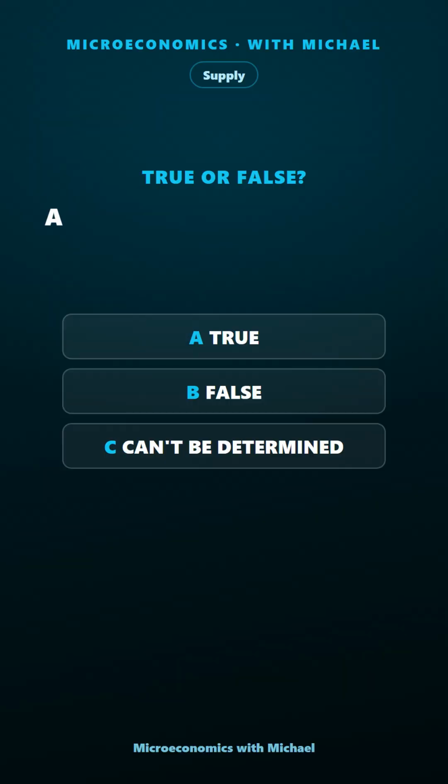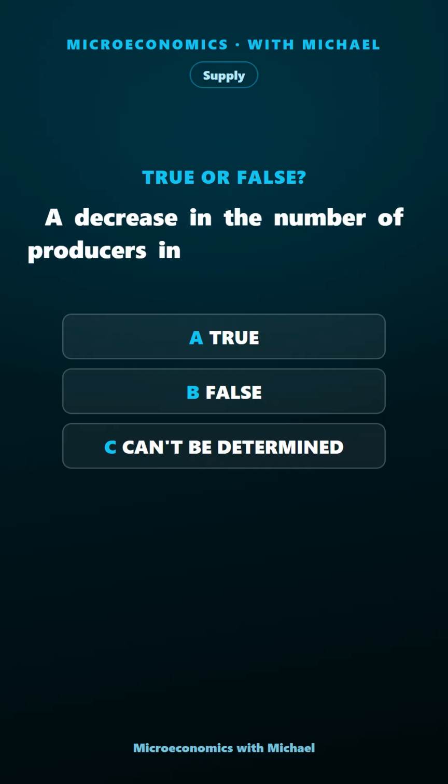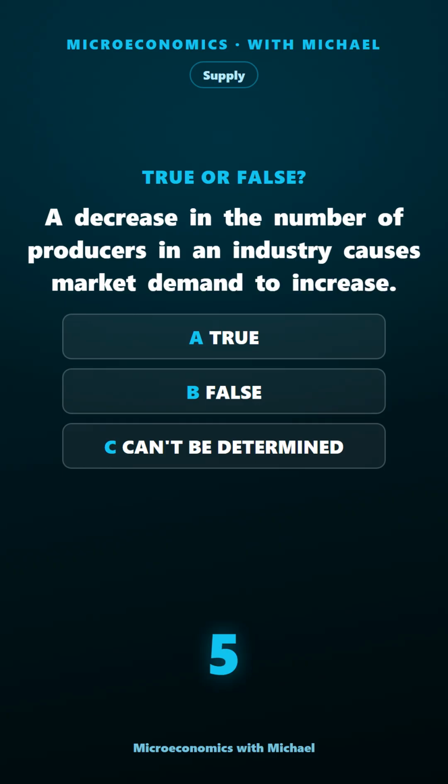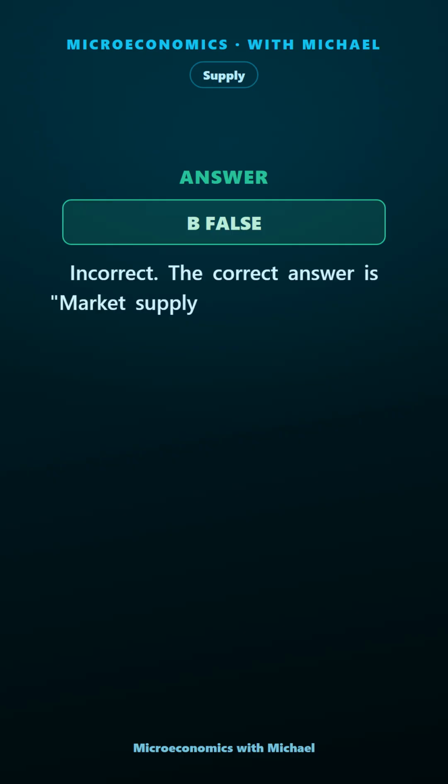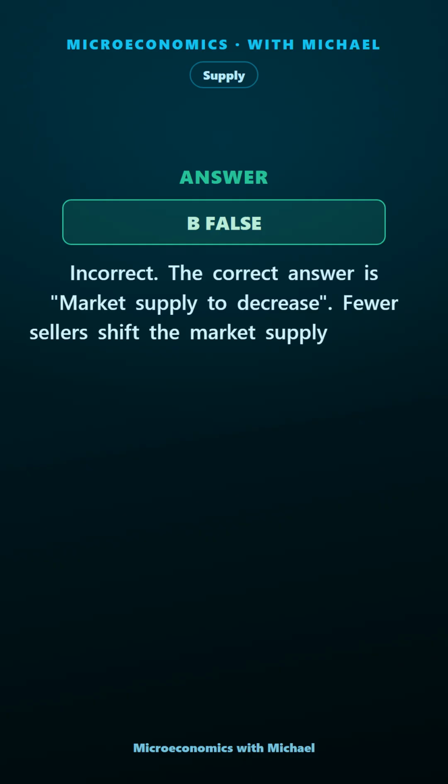A decrease in the number of producers in an industry causes market demand to increase. True, false, or can't be determined. The answer is false. Incorrect. The correct answer is market supply to decrease. Fewer sellers shift the market supply curve to the left, decreasing supply.